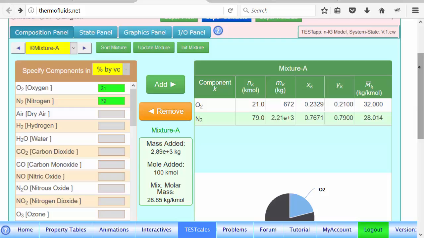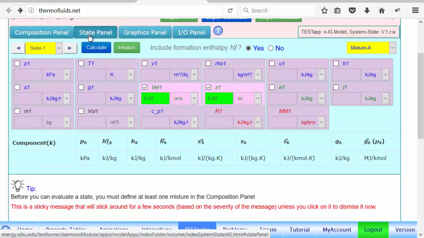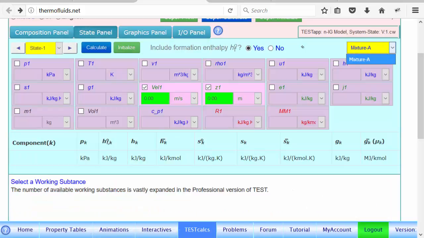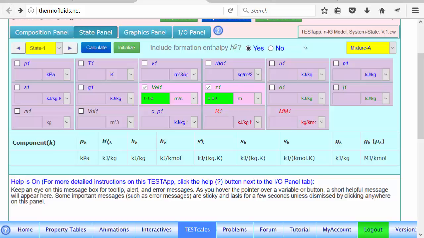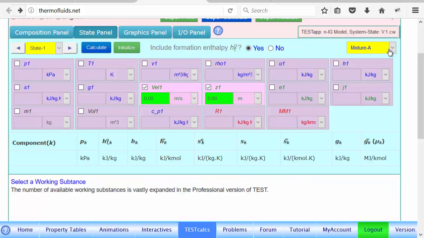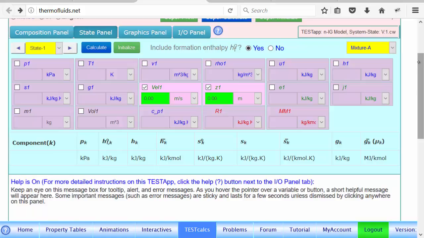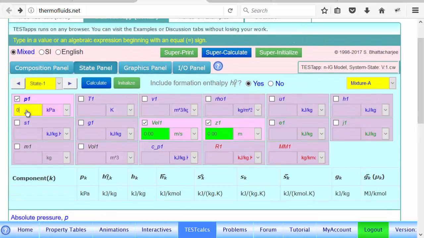Okay. So we go to the state panel. Now that we know mixture, we notice that mixture A is picked up here. We could make a number of mixtures, just like fluids appear here: air, oxygen, nitrogen. Over here, only we'll have different mixtures. Of course, you can create a pure gas by just adding one gas, calling it mixture A or B.